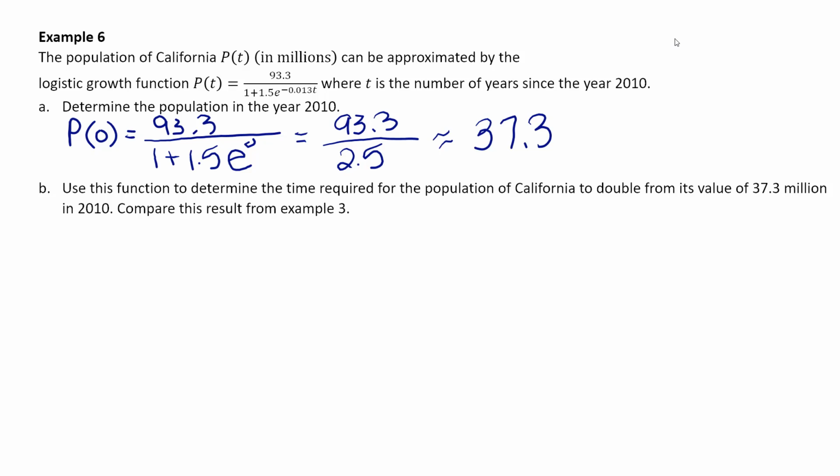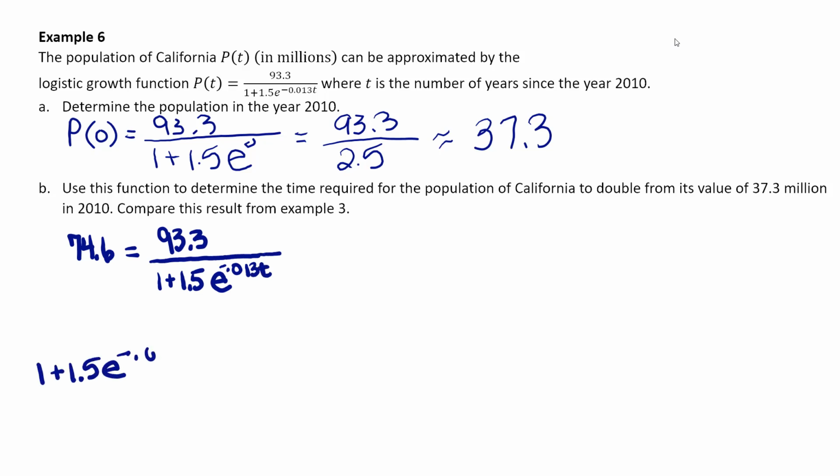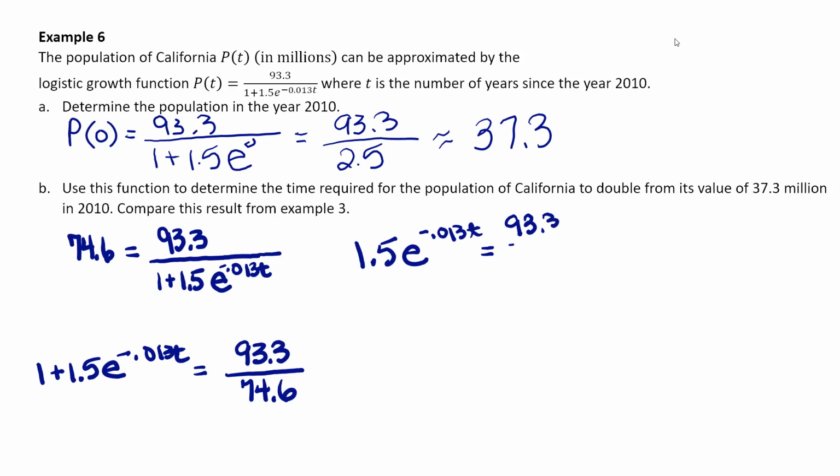So we're going to use this function to determine the time required for the population of California to double from its value of 37.3 million in 2010, and then we're going to compare this result from example 3. So 74.6 is double 37.3. So we're going to fill that in, and then we need to find out what t is. And so we can multiply both sides by 1 plus 1.5 e to the negative 0.013 t, and divide both sides by 74.6. And then we can subtract 1 on both sides. And then we can divide both sides by 1.5.